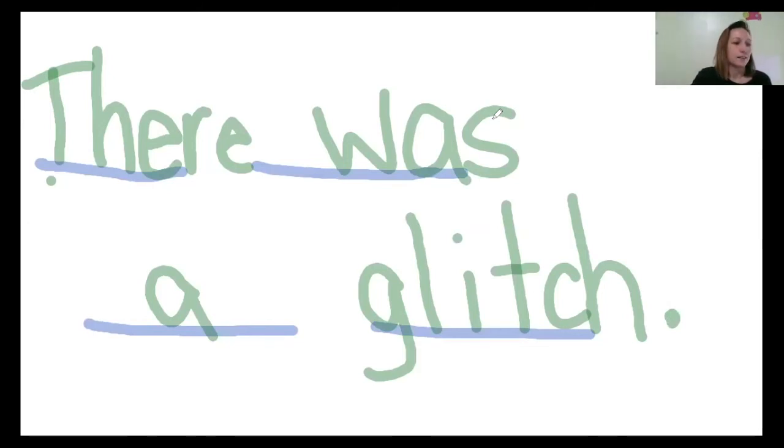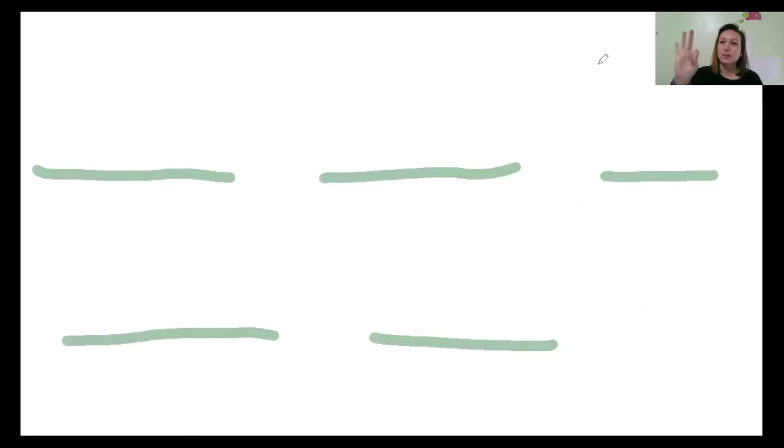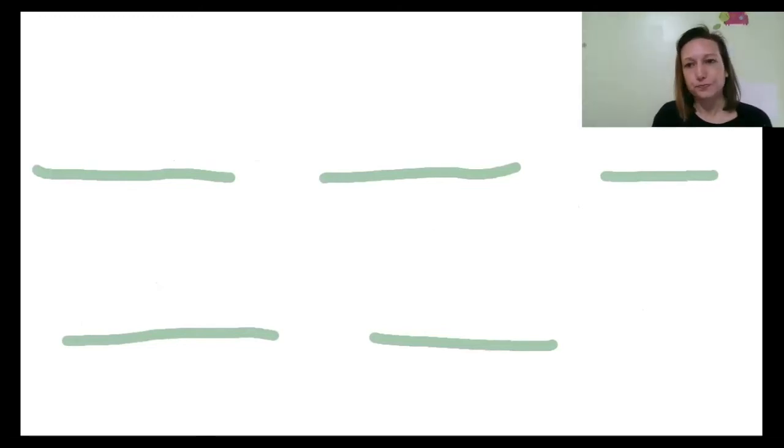Next one. This one has 5 words. 1, 2, 3, 4, 5. The sentence is: Fetch a log for me. Listen to your vowel sounds. Think about what you know. Pause the video so you can work on writing your sentence correctly, and when you're ready, come back to me. Our first word was fetch.